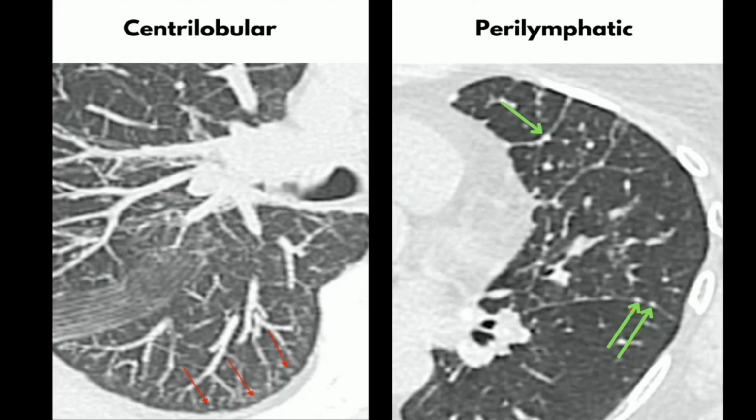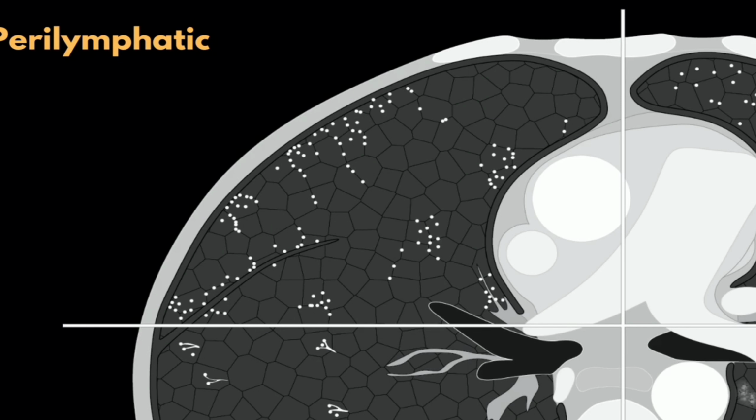Centrilobular nodules typically spare the subpleural space, leaving a few millimeters uninvolved around the edge of the lung, which we can see in the MIP image. These nodules, signaled by the red arrows, are distinguished from perilymphatic nodules, which are centered on the septa, pleural surface, or bronchovascular bundles. Let's move on to perilymphatic nodules.